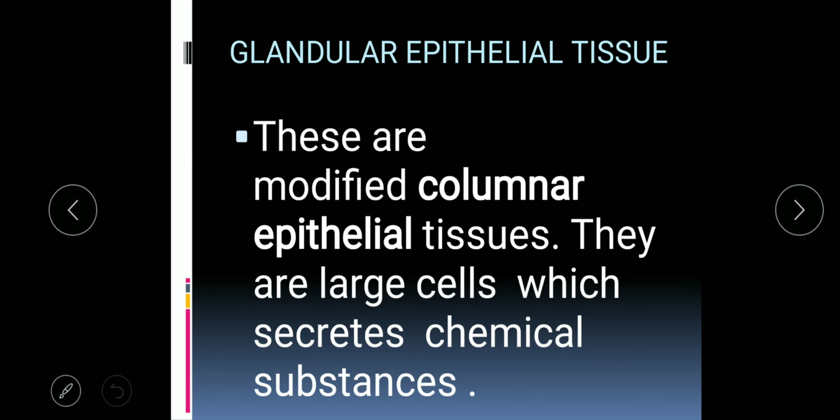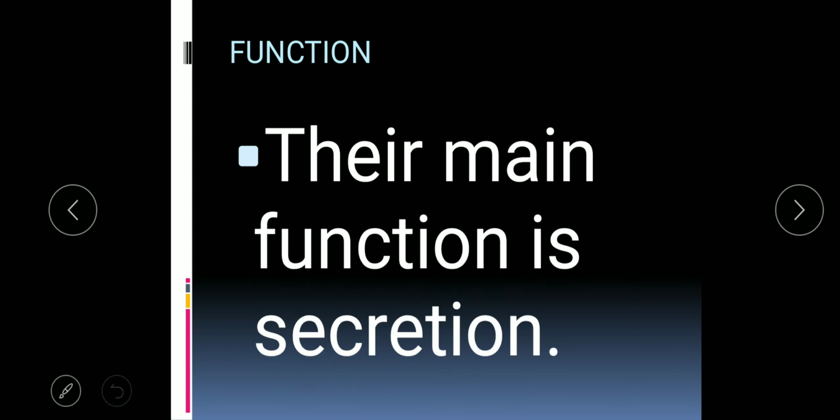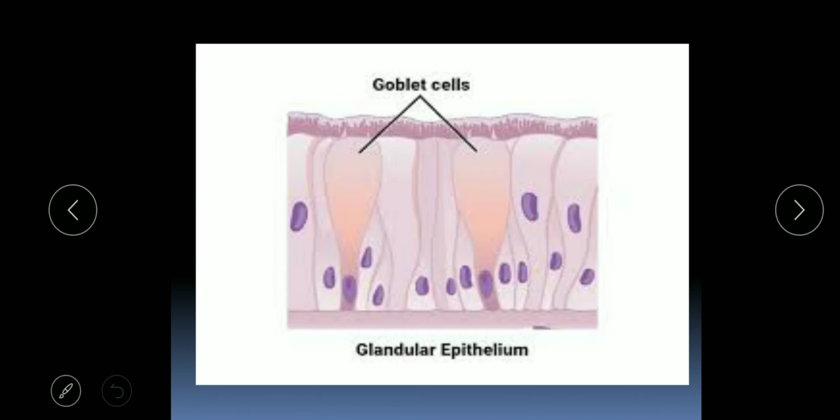Then glandular epithelial tissue. These are the modified columnar epithelial tissue which contain large cells, and these large cells are mainly meant for the secretion of chemical substances. Present in the tear gland, sweat gland, liver and many other glands. The main function of this tissue is secretion of hormones. So the cells get folded inwards and form the glandular epithelial tissue.